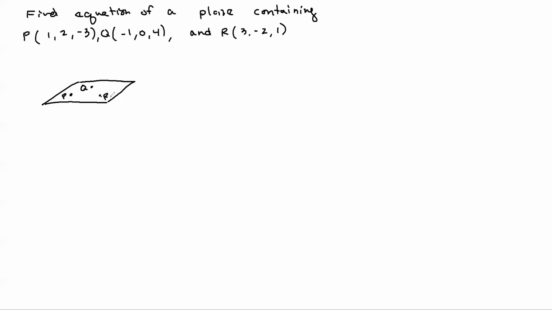Okay, so anytime you're asked to go through and find the equation of a plane, you need 2 pieces of information. You need 1, a point, and 2, a normal vector, right? So in this case, they gave us 3 points, no normal vector. So we need to somehow take these 3 points and turn them into a normal vector. So how could we do that?